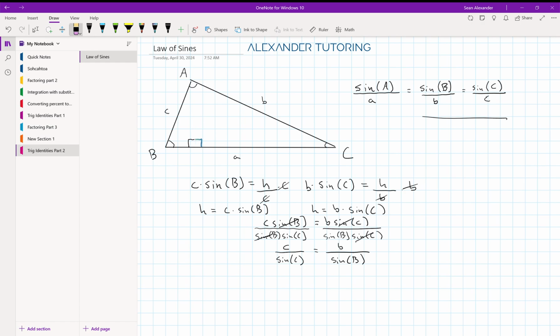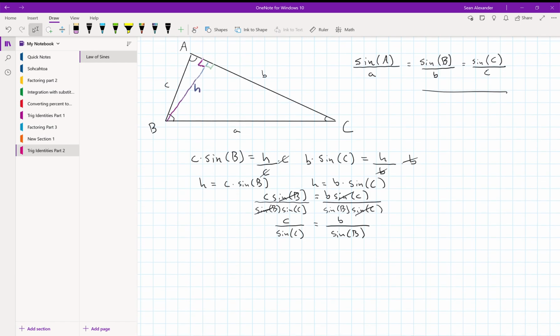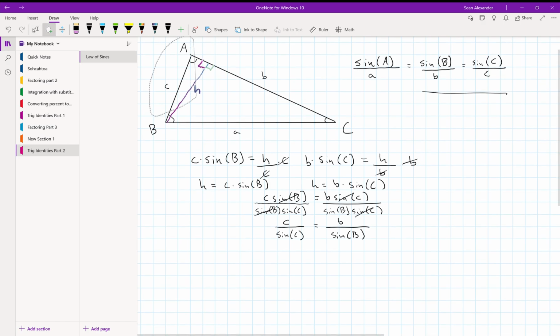So what I'm going to do is erase this and draw a new altitude. This time, I'm going to do it this way. Okay, so we're going to call that another h. And then we are going to basically do it again, and we should get there. So we need a this time, right? So I'm going to use the triangle on the left, this triangle over here.